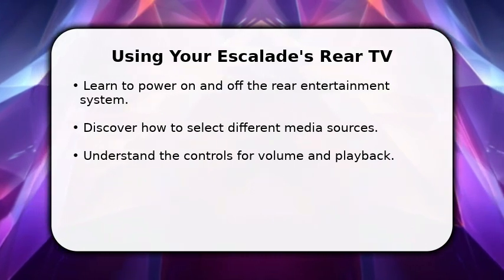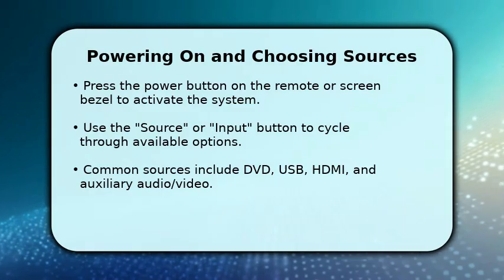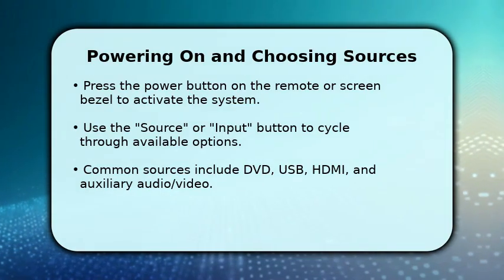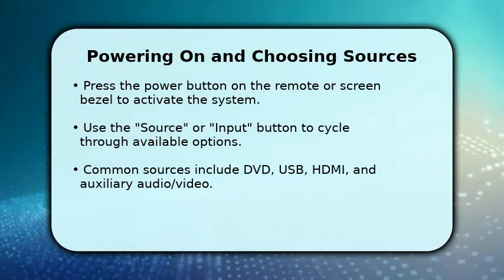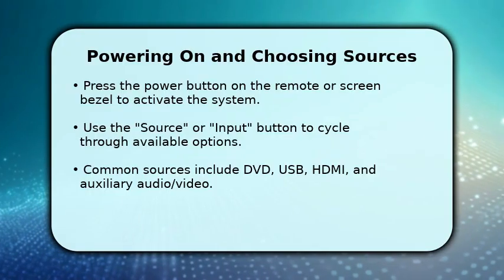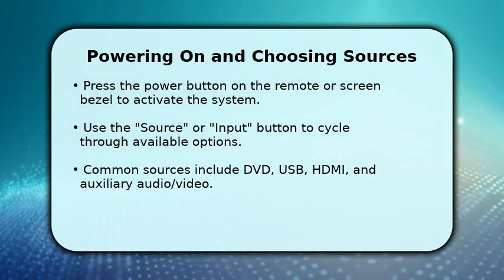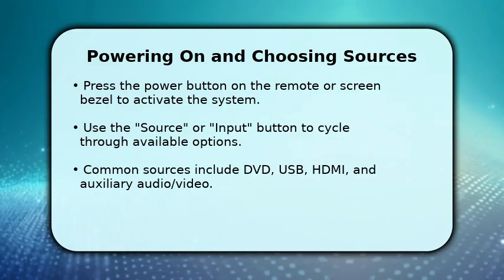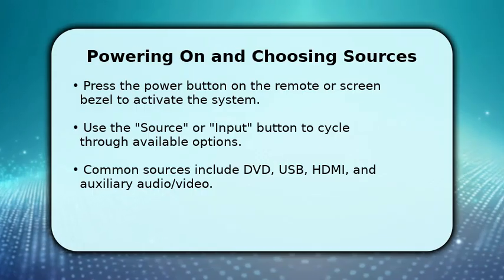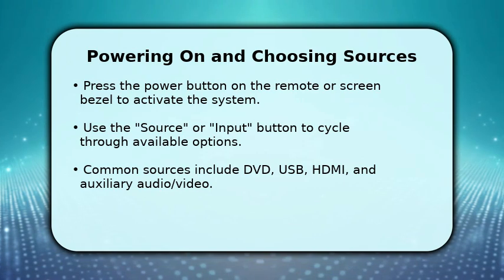Let's get started. To begin, simply press the power button, typically a circular icon, located on the remote control or directly on the screen's bezel. Once the system illuminates, you'll want to select your desired media source. Look for the Source or Input button, which allows you to cycle through options such as the built-in DVD player, a USB drive, or an HDMI connection. Make sure your chosen media is ready to play.